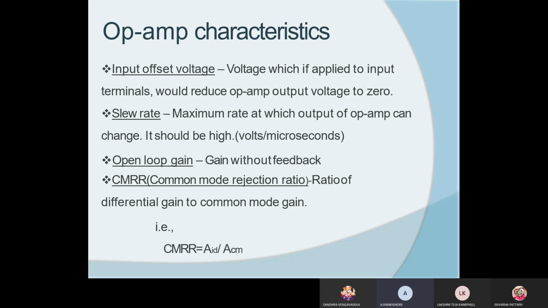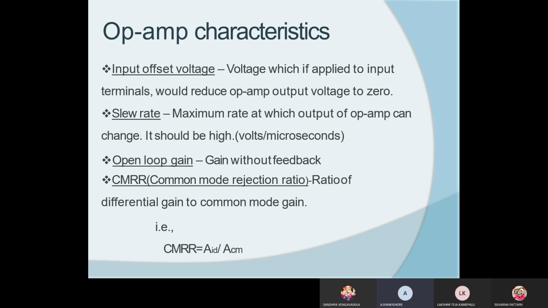Other terminals connected to ground. So the input resistance is approximately 2 mega ohms for an op amp. As I already showed in the equivalent diagram of the op amp in the last class, it has an input resistance and an output resistance with a voltage source.